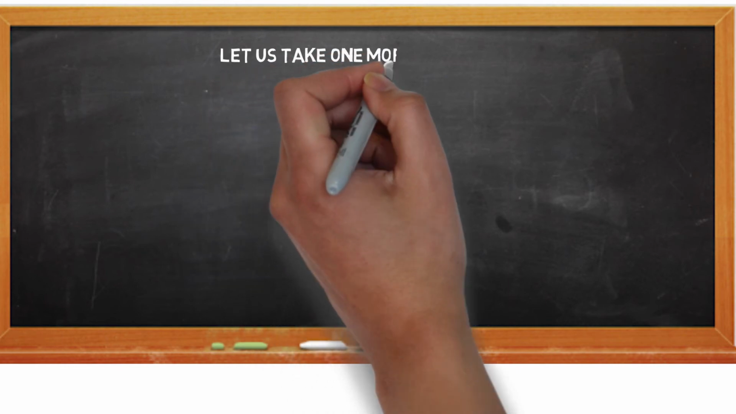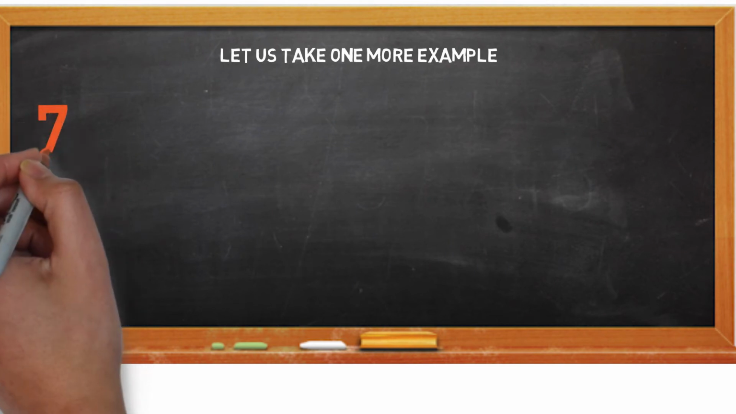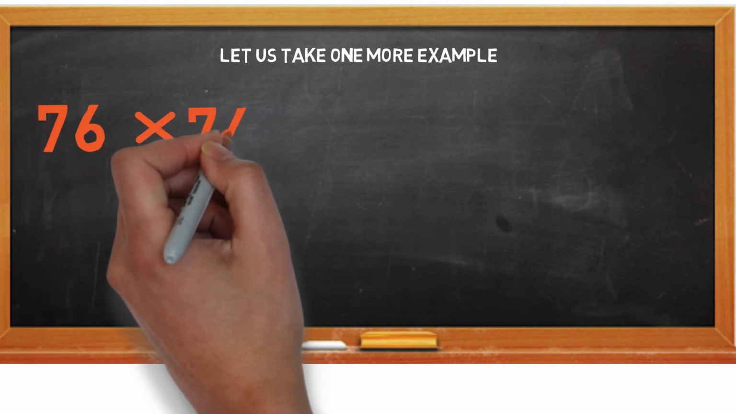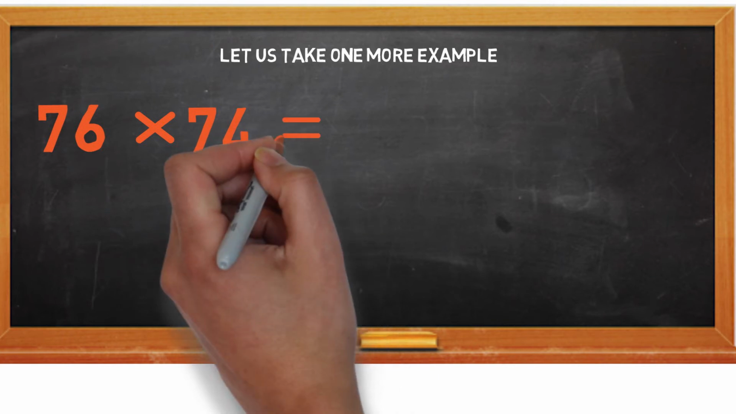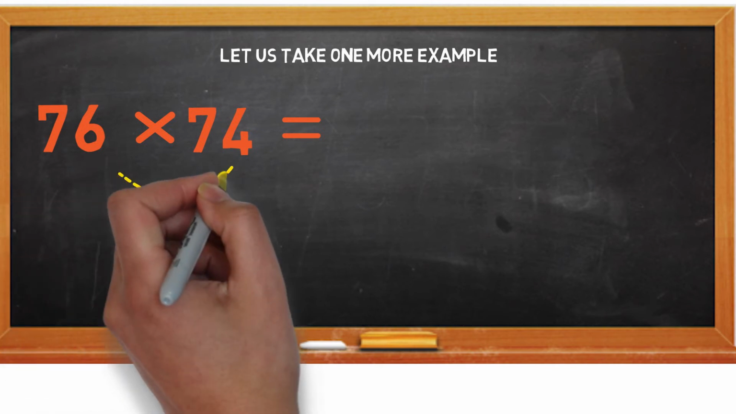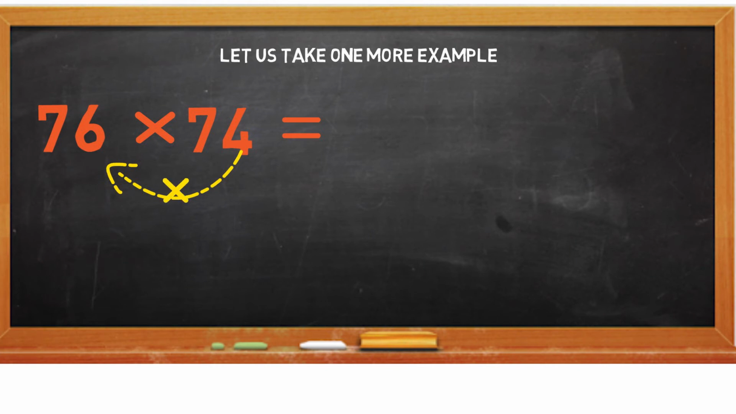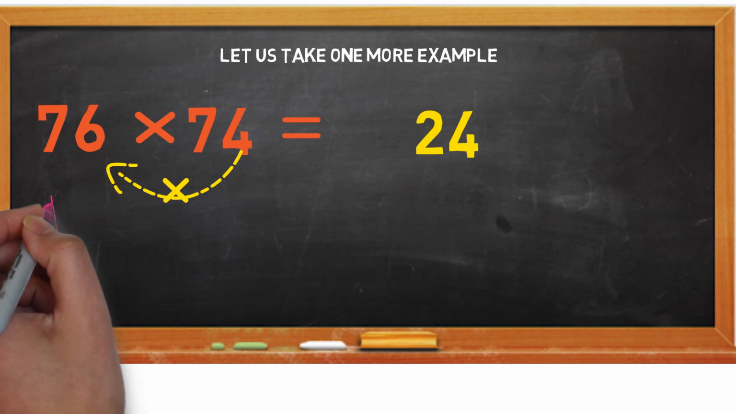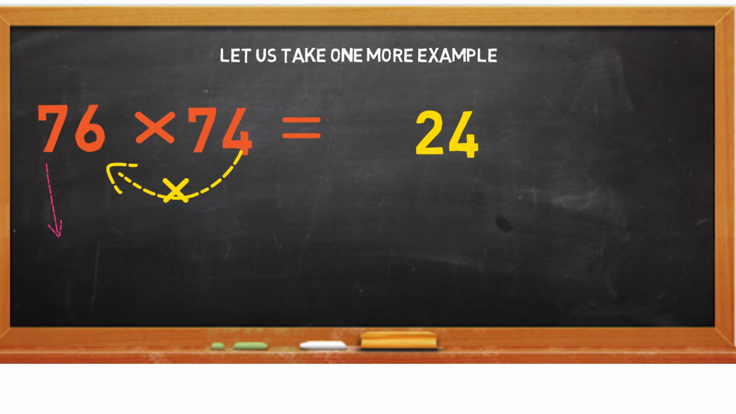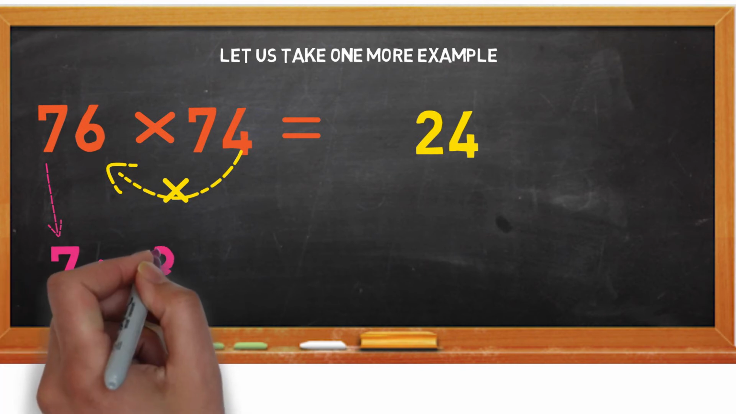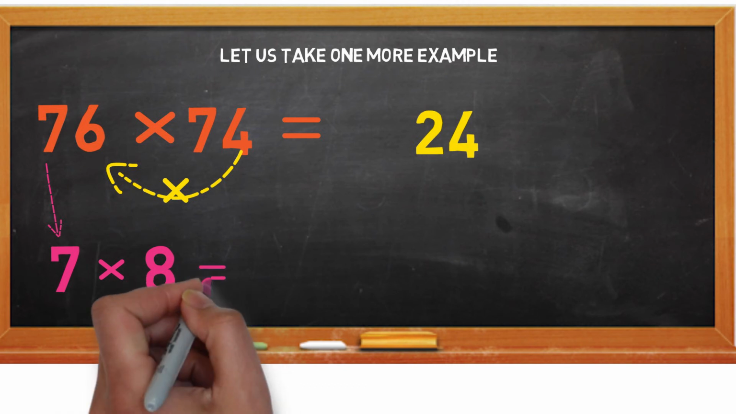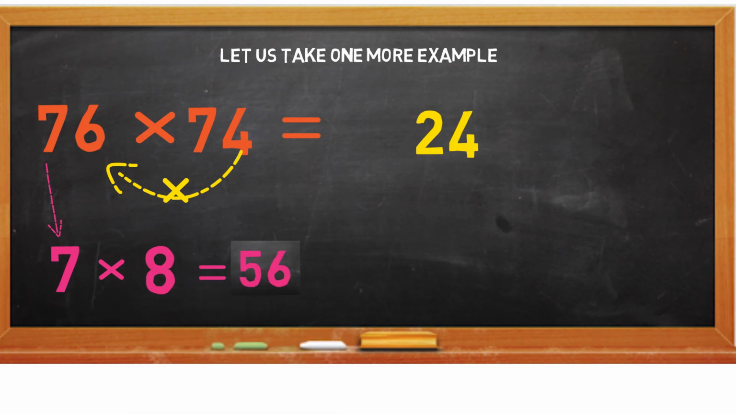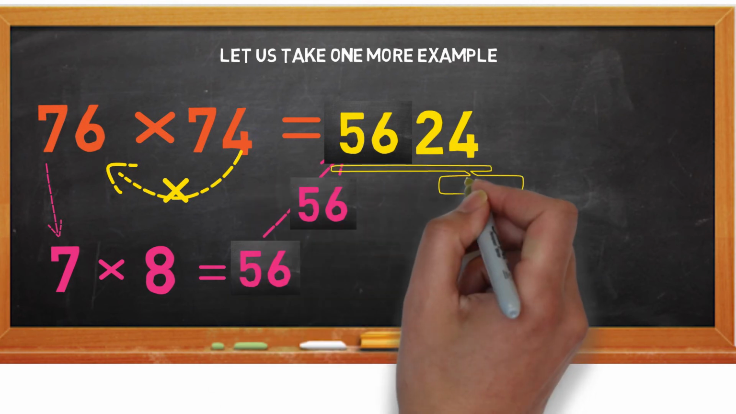Let's take one more example. 76 into 74. As we did it in example 1, we will multiply the last 2 digits of the question, that is 6 into 4. So we get the last 2 place digit 24. Now we will take our first place digit, that is 7, and multiply it with its next digit, 8. So after multiplying both these numbers, we get our answer is 7 into 8 is equal to 56. Now this 56 is the first place digit of our answer, so we get 5624. Therefore 76 into 74 is equal to 5624.